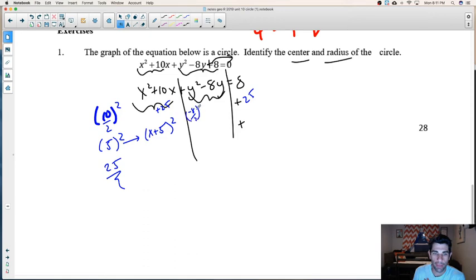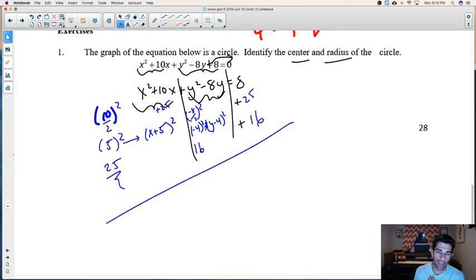Negative 8 divided by 2 squared is negative 4 squared, which is positive 16. This is going to be (y - 4) squared, and don't forget you have to add the 16. Now we can go ahead and write my equation: (x + 5) squared plus (y - 4) squared equals 49.